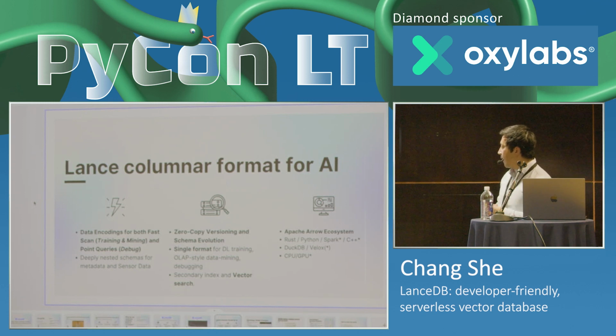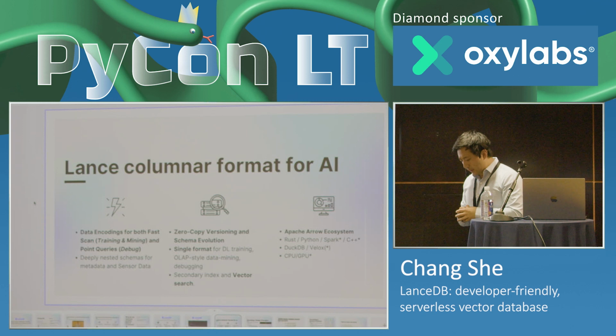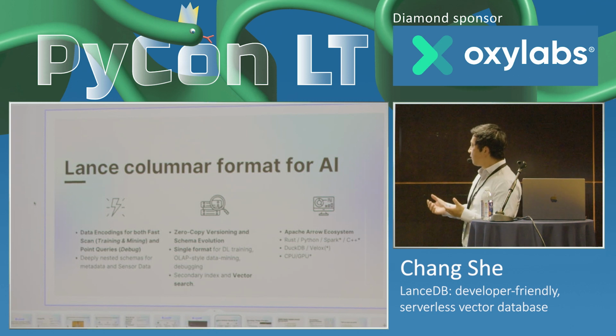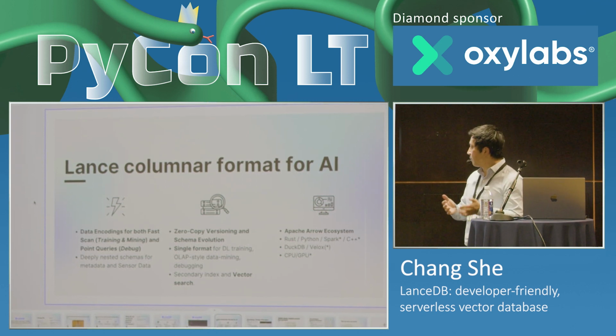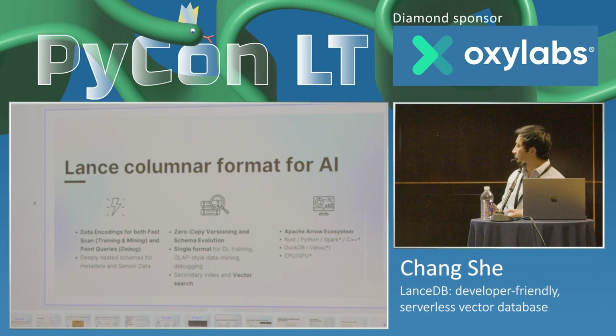The idea is that a lot of folks who are doing deep learning have to have multiple formats for training, for data mining, analytics, and debugging. Instead, with Lance, they can do it all together. And Lance also supports secondary indices for vector search, among other things.